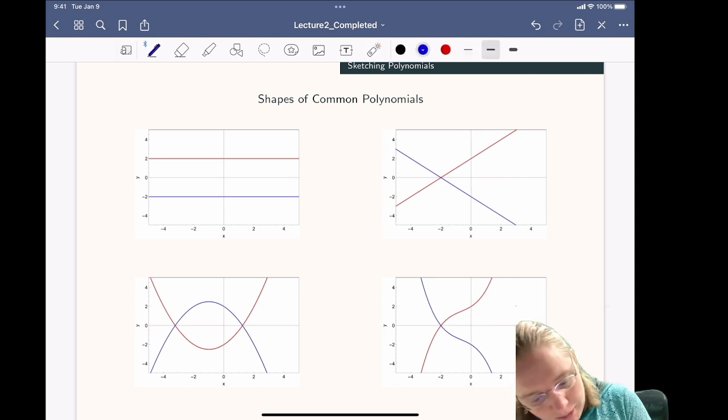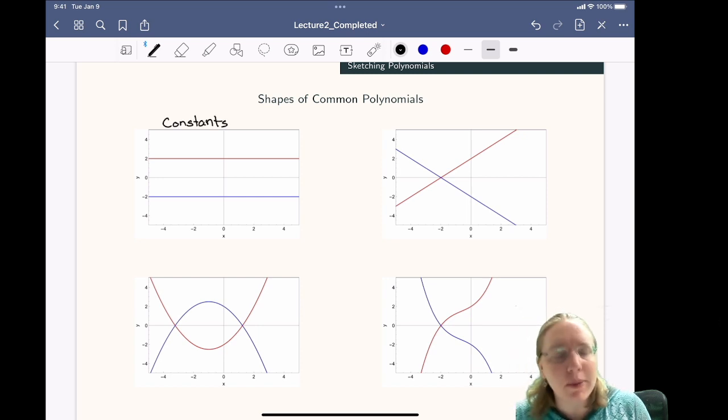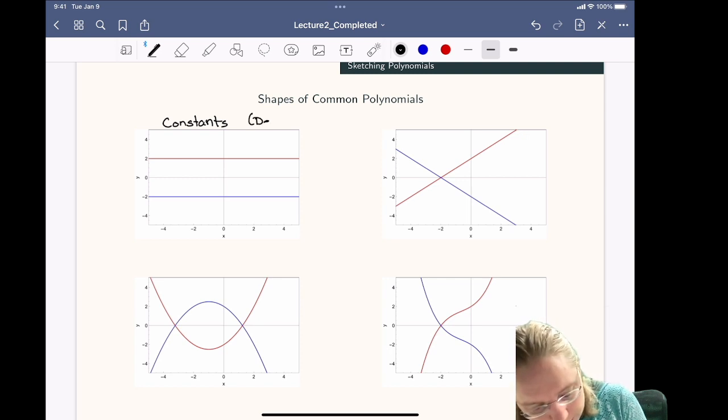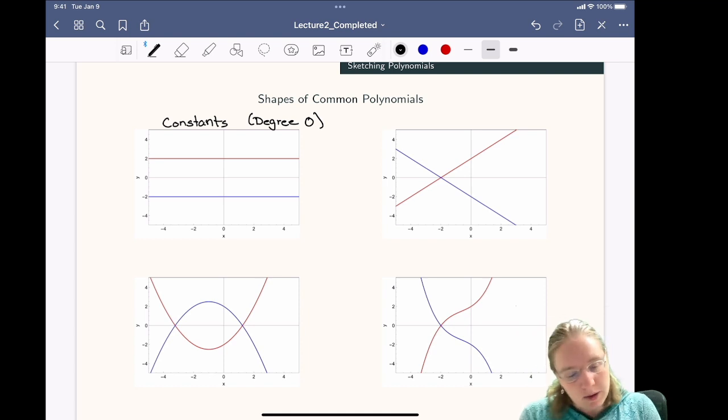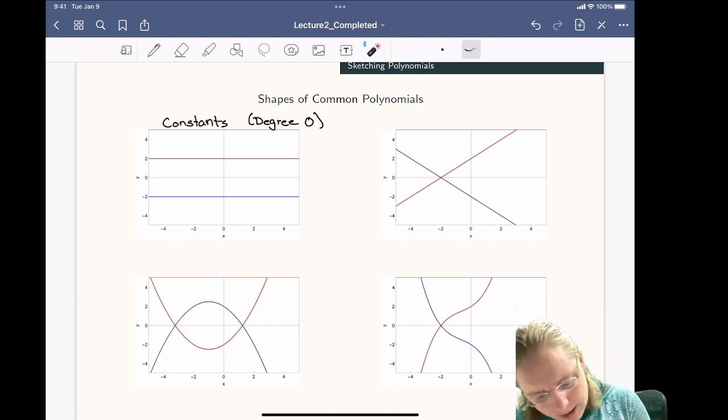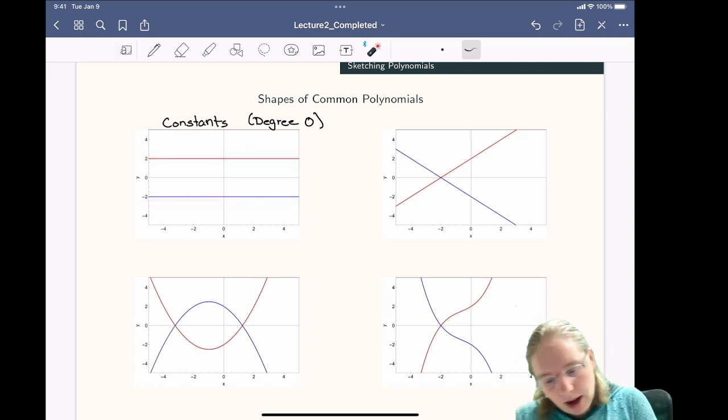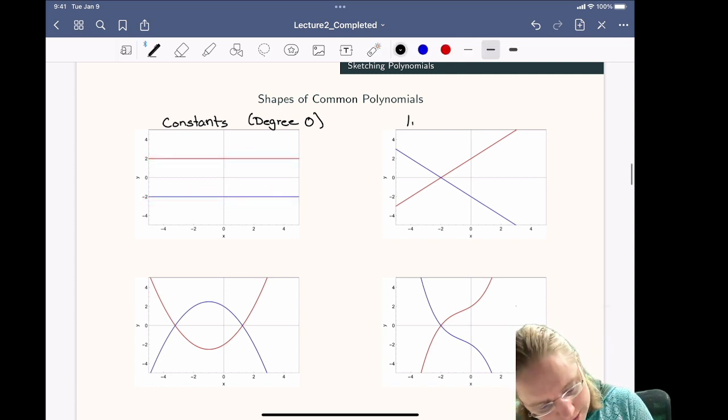So for example, we have constants here. What degree are these polynomials? They are degree 0. So we have two different constants here. We have the red constant and the blue constant. We could also have a line. This is a degree 1. We could have a quadratic.